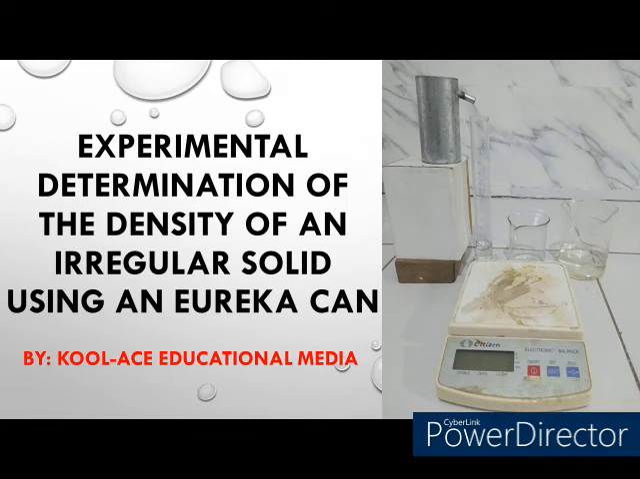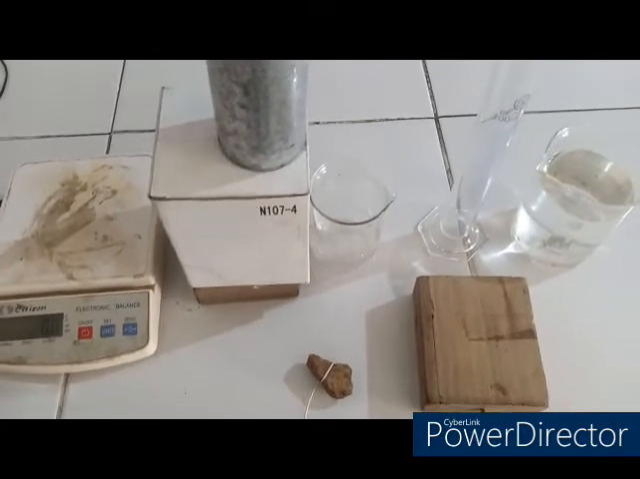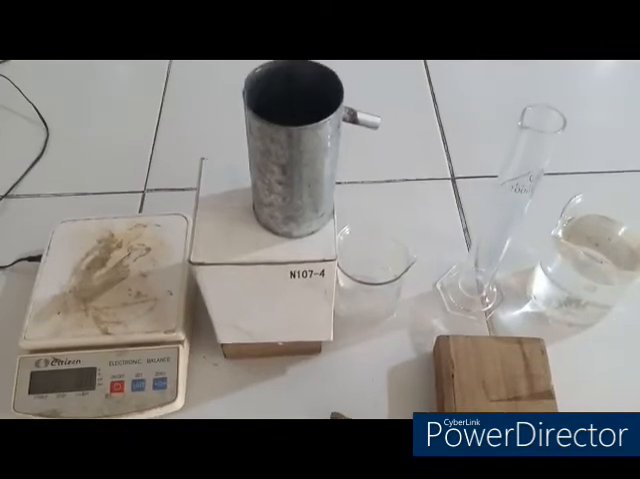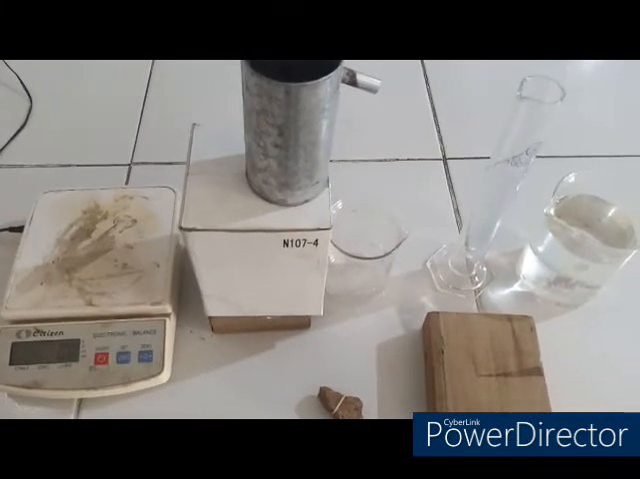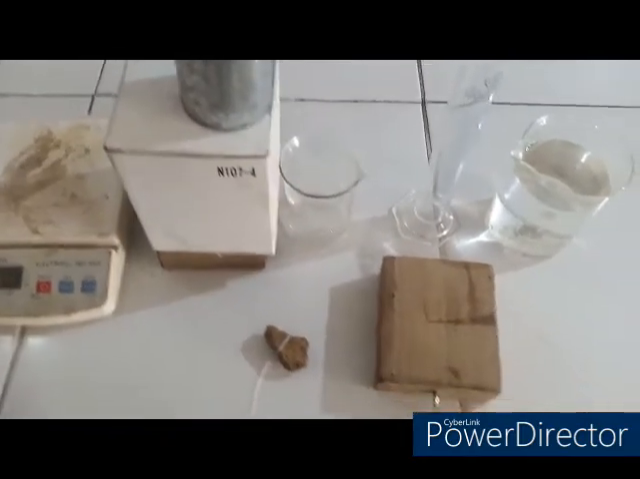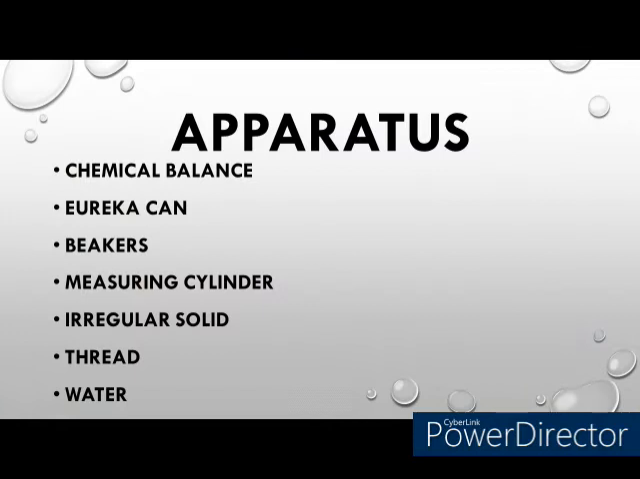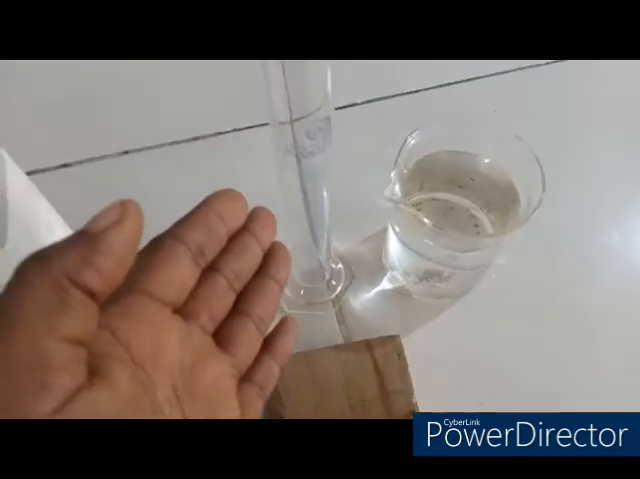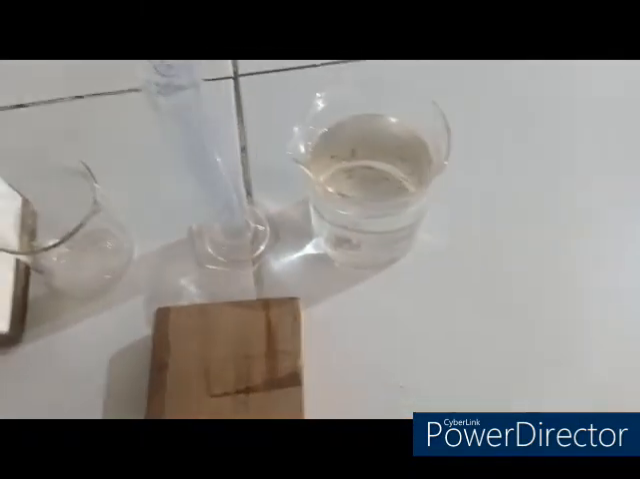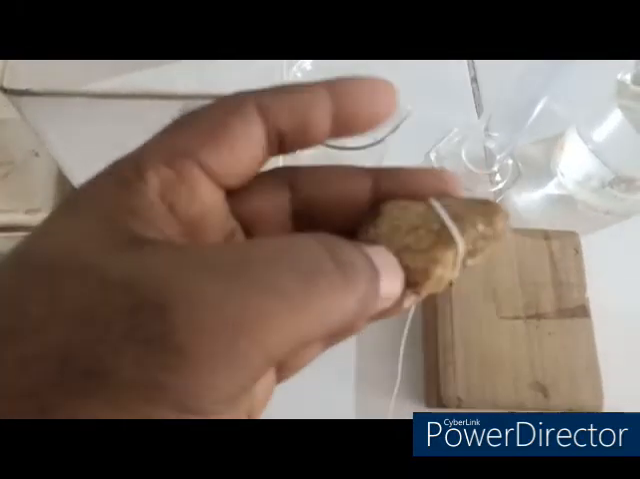In this class, we are going to be determining the density of an irregular object using an overflow can or a Eureka can. To achieve this experiment, I'm going to be using a chemical balance, and here is an Eureka can or an overflow can. Here is an empty beaker, and here is a measuring cylinder, and of course a beaker containing water. Here is our irregular object.